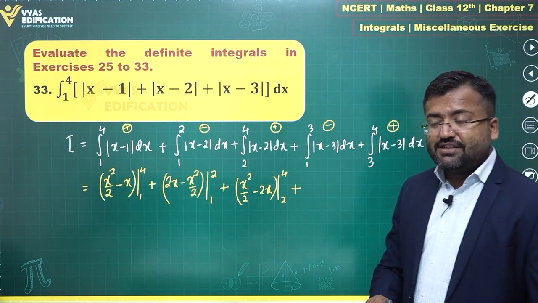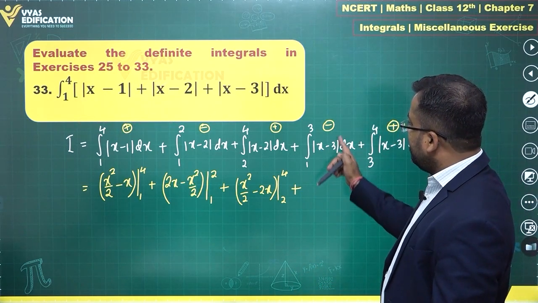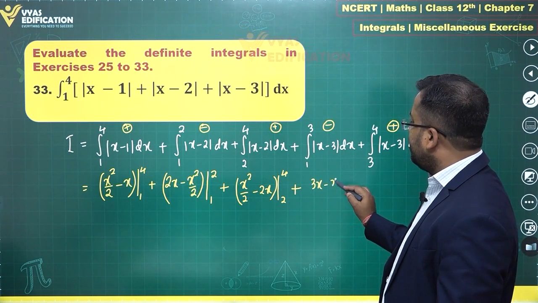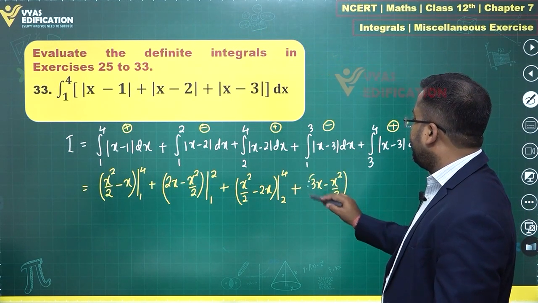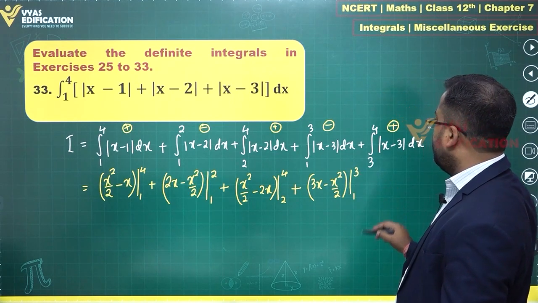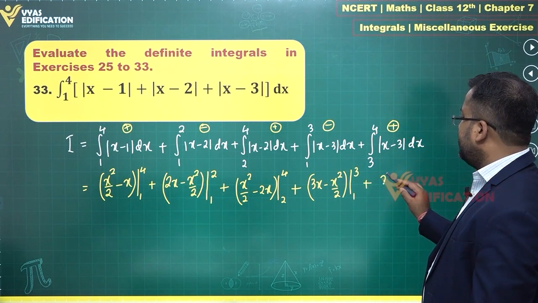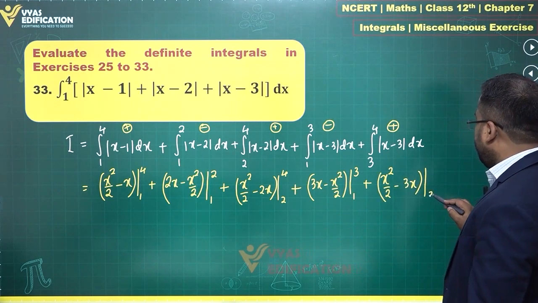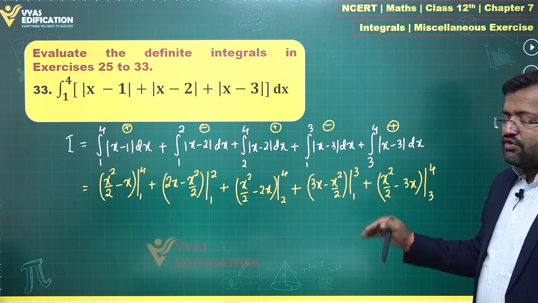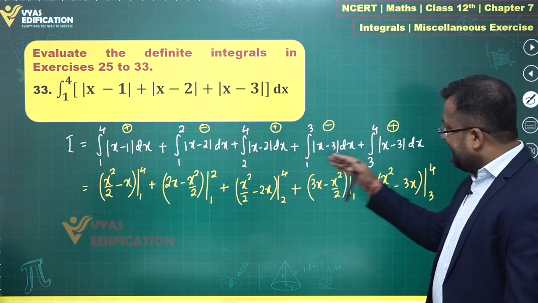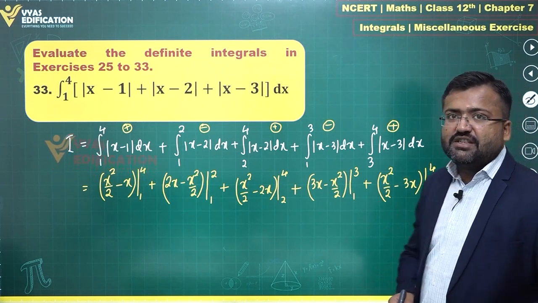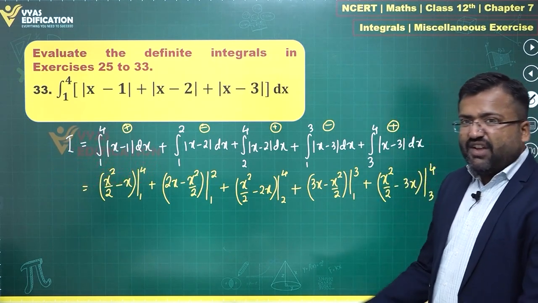Plus. The next term, x minus 3, will open with a minus, that will make it 3 minus x. The integral will be 3x minus x square by 2 from 1 to 3, plus. This will open with a plus sign. The integral will be x square by 2 minus 3x from 3 to 4. So if you observe this question carefully, it is a long question in terms of calculations. Otherwise, these steps are very simple. Each and every step is very simple, right?